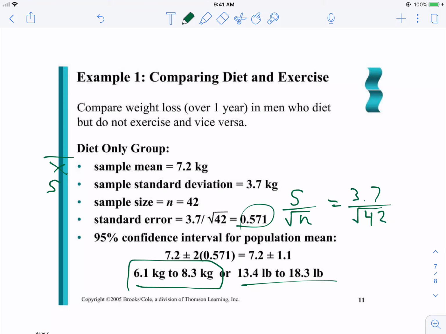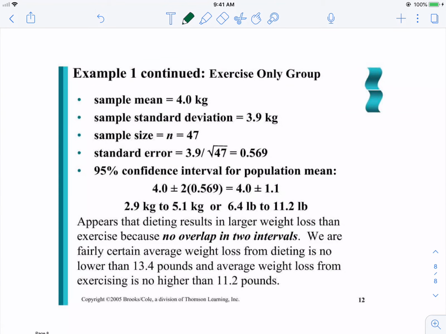Now, this was the diet-only group. If we wanted to look at that exercise group, here was their data. The sample mean was 4 kilograms, sample standard deviation, 3.9. Sample size, similar but not identical to the diet group. That's okay. We don't need to have exactly the same sample size. So their construction of their confidence interval, their weight loss of 4 kilograms, goes right there at the center of the curve. Let's kind of visualize this one.